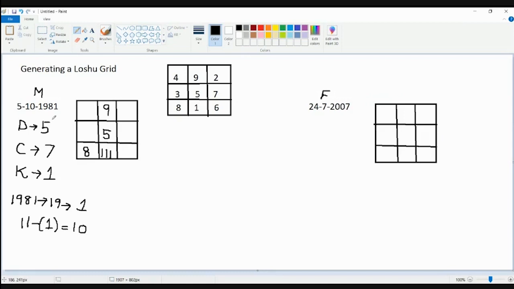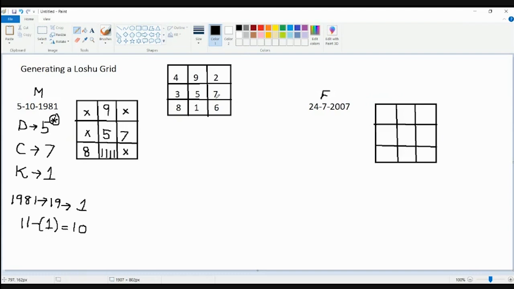Now what was the exception here in this case? Here the driver is coming out to be 5. We have learned that if the date of birth lies between 1 to 10, or if the date is 20th or 30th, then you will not enter the driver in the Loshu grid. In this case, the date is 5, so we are not going to put the 5 again. All right. The conductor we will be putting in, so 7 here, and the Kua number also 1. The rest of the cells are blank.